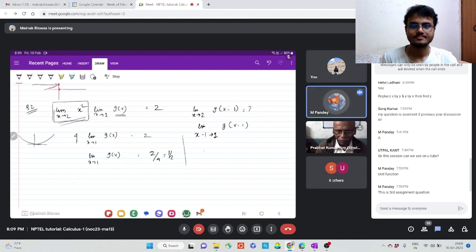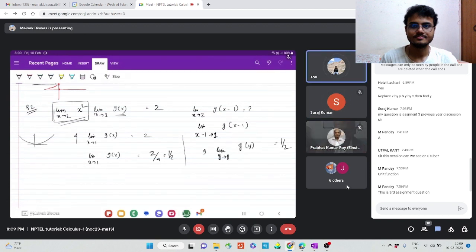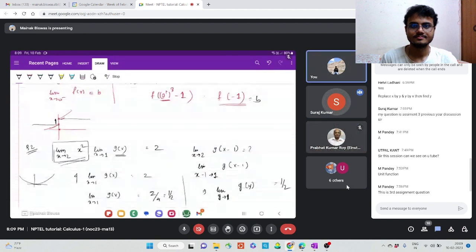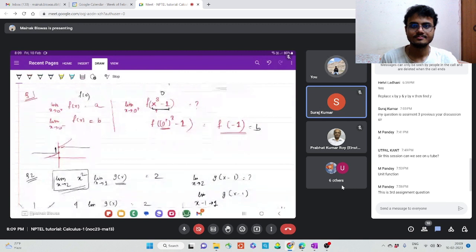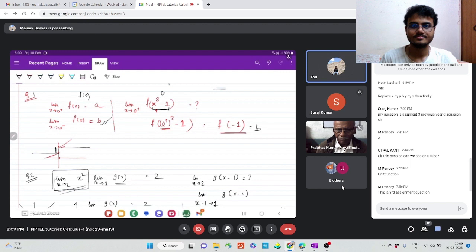Got it. Yes, sir. Previous question, 0 minus. In this one, if you put 0 minus, you get the same answer, because it's still f of minus 1.